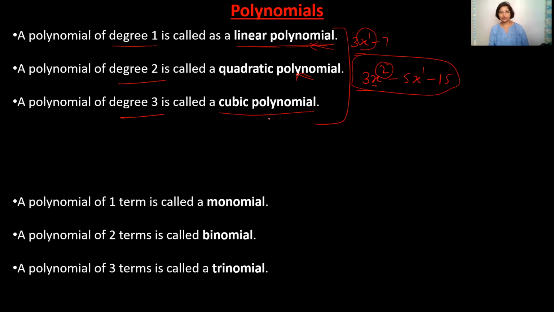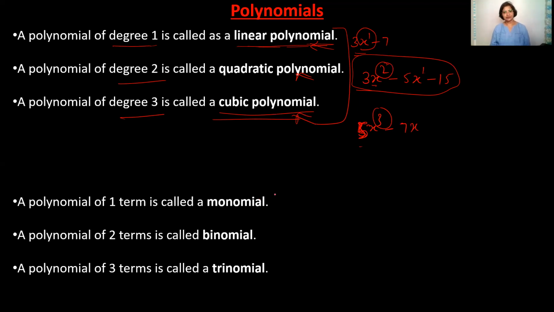And a cubic polynomial, if I am writing here 5x cube minus 7x. So what is the degree of this polynomial? 3. So this means that is a cubic polynomial.